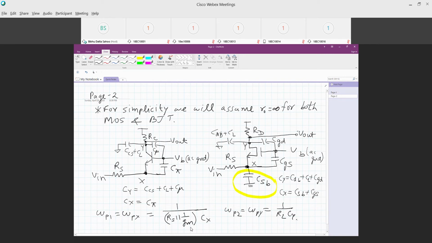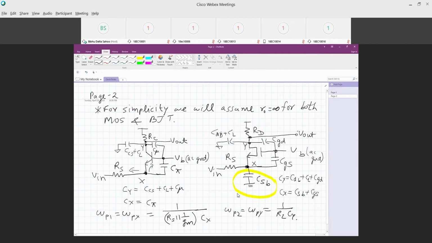Okay. Now, at X, the equivalent resistance looking into X is 1 over Gm this way and Rs this way, and they are in parallel, so that's Rs parallel 1 over Gm, and here it is also going to be the same thing. And omega Y is resistance looking into the output node, which is RC here because we have considered RO equal to infinity. Here it is RY, at this node it is RD because again RO equal to infinity.